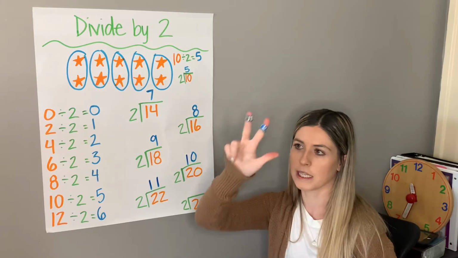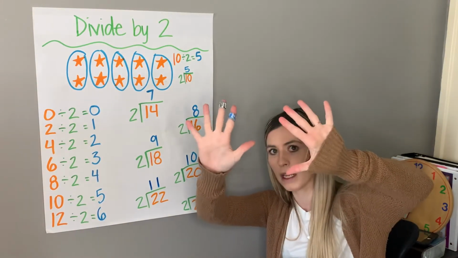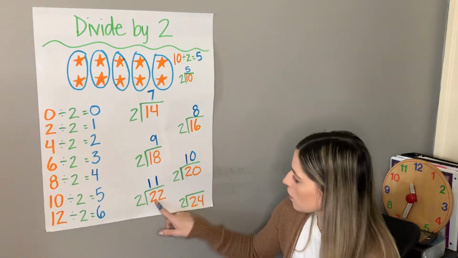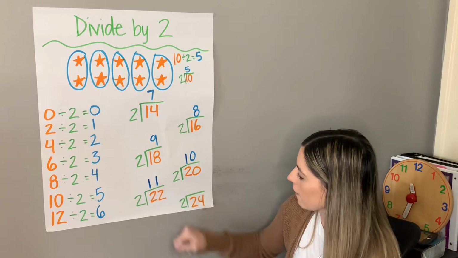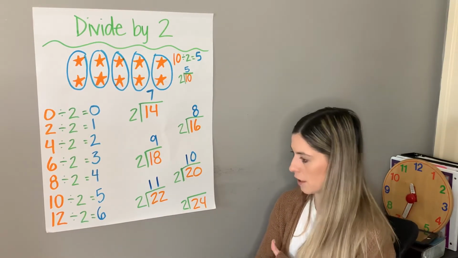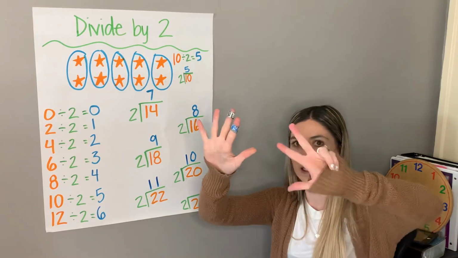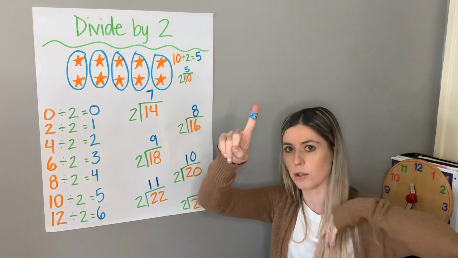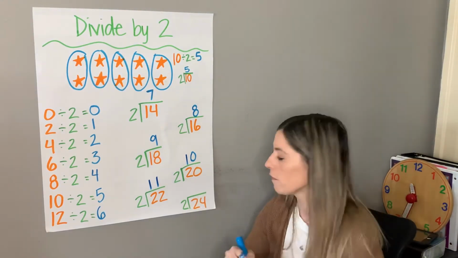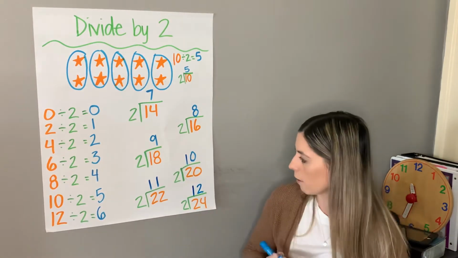2, 4, 6, 8, 10, 12, 14, 16, 18, 20, 22. That was 10 plus 1 is 11. So 22 divided by 2 is 11. Then we have 24, and I'll do my fingers by 2s again. 2, 4, 6, 8, 10, 12, 14, 16, 18, 20, 22, 24. So I have 10 plus 2, that's 12. My answer is 12. 24 divided by 2 is 12.